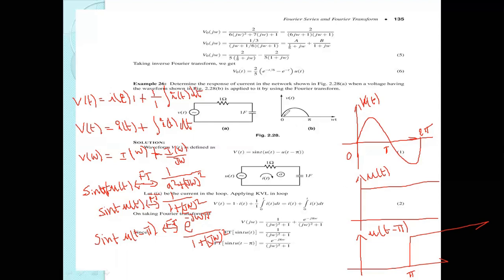adding these two functions, we will get v of t as only the half cycle, only the half cycle, my dear students, the 0 to 2 pi wave. So V of j omega or V of omega is equal to 1 by j omega whole square plus 1 plus e power minus j omega pi and j omega whole square plus 1. Take the Fourier transformation and you can use the Fourier transformation of sine t mu of t and sine t mu of t minus pi.